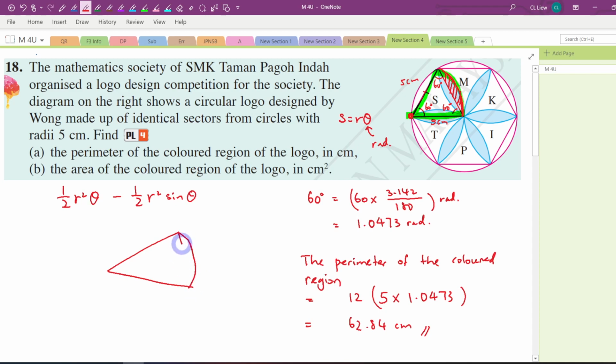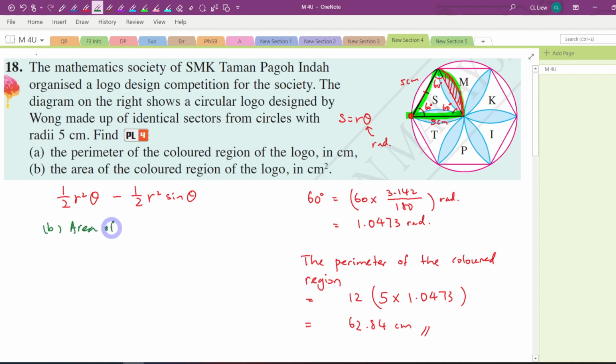Now I have a sector over here. 1 over 2 r squared theta is the area of the whole sector. 1 over 2 r squared sine theta is the area of this triangle. So you take the area of the sector minus the area of the triangle, and you will be able to get the area of the segment. Then I just need to multiply it by 12 to get the area of the color region. Let me find the area of the segment first.